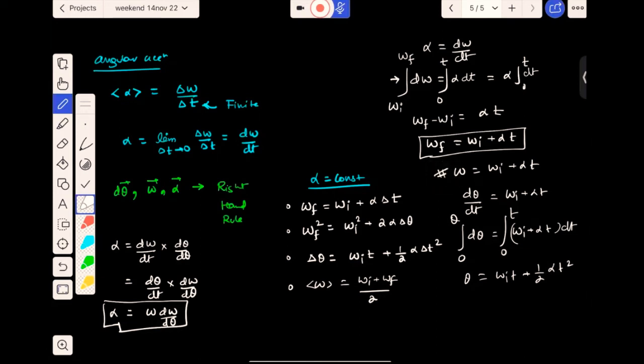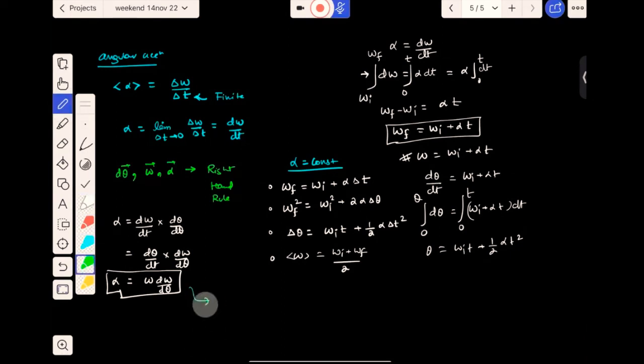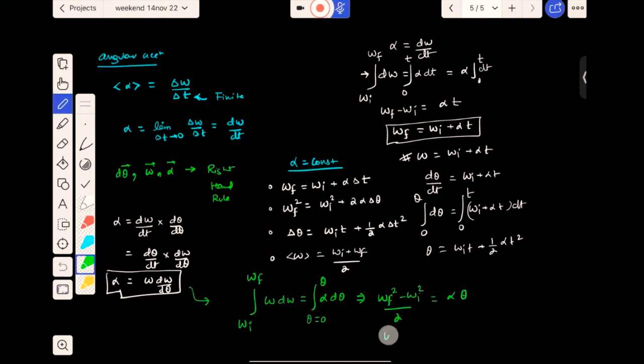Third one, similar proof only, nothing different. I will use this equation: omega d omega equals alpha d theta. Then I integrate both the sides. When theta is 0 in the beginning, omega is omega initial; when theta is theta, omega is omega final. Integrating the left side gives omega final square minus omega initial square by 2, which equals alpha into theta. So omega final square equals omega initial square plus 2 alpha into delta theta.